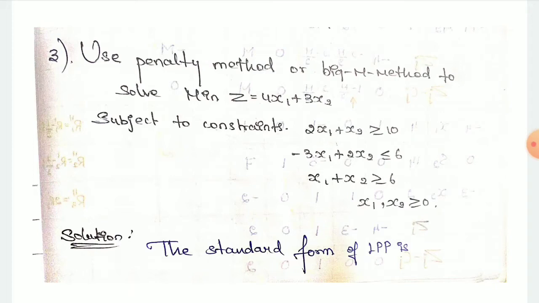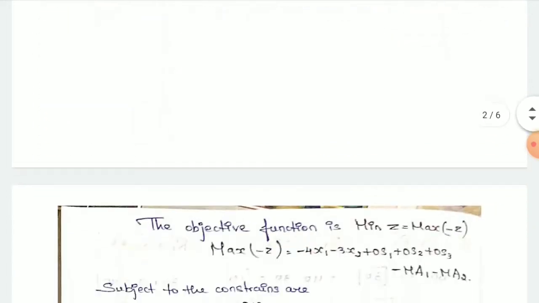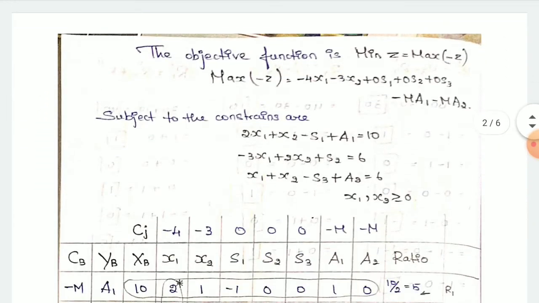So the given problem is minimization. So we have to change it to the maximization one, and then depending upon the less than or equal to form and greater than or equal to form, you have to go for the slack variable, surplus variable and artificial variable. So the standard form: the objective function is minimization of z, so first you have to change it to maximization of z. Depending upon the constraints we have to add the slack variable, surplus variable, artificial variable. So first you have to convert the constraint inequalities to equal form.